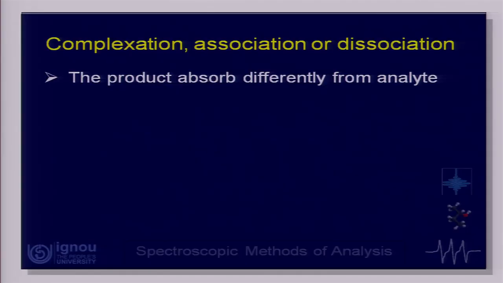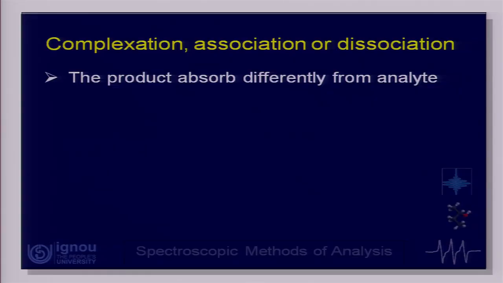Let us go further and talk about another possibility whereby there could be chemical deviations from the Beer-Lambert law, and that possibility happens to be, say, complexation. Association or dissociation are other possibilities, but I am taking an example of a complexation case, wherein the original absorbing species and the one which comes as a consequence of complexation absorb differently. As a consequence, that leads to deviations from the expected Beer-Lambert law behavior.